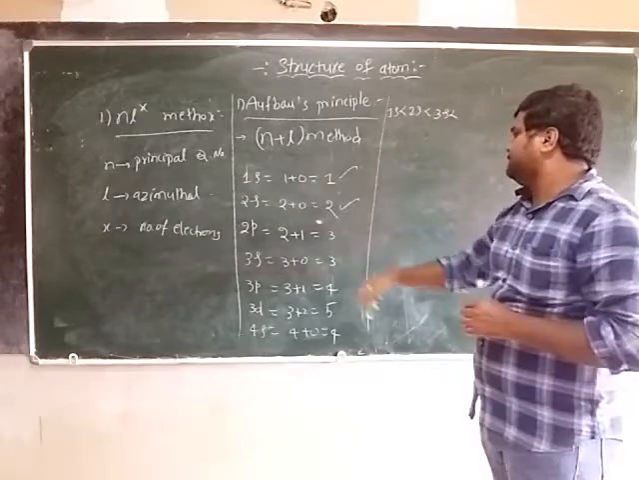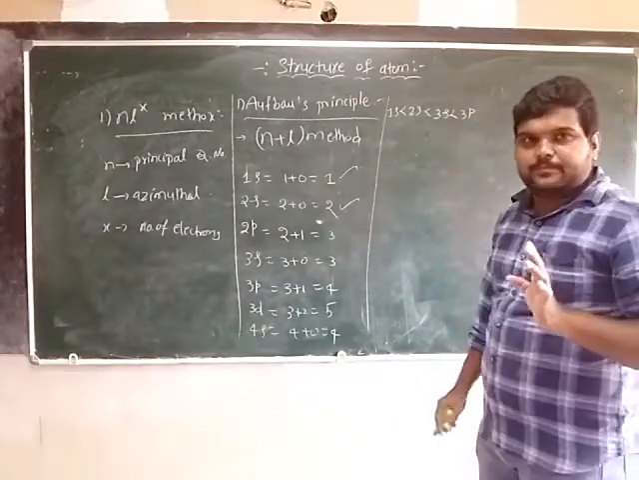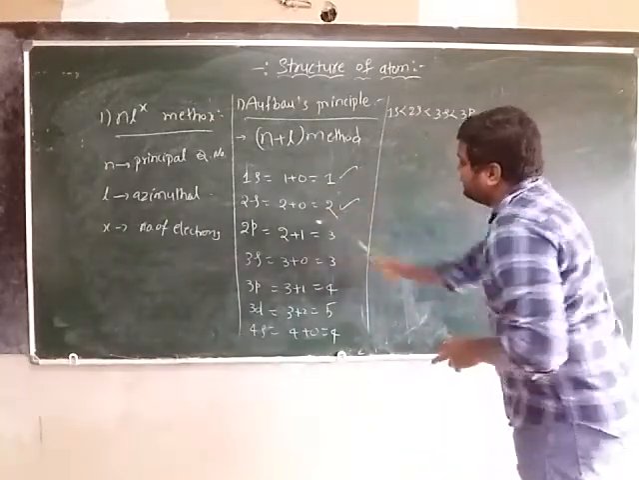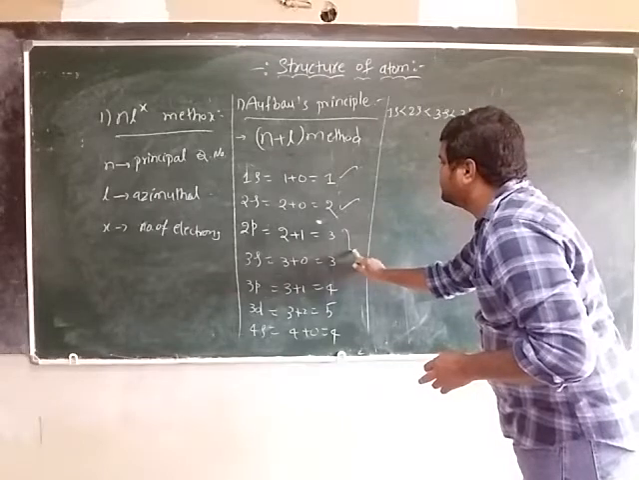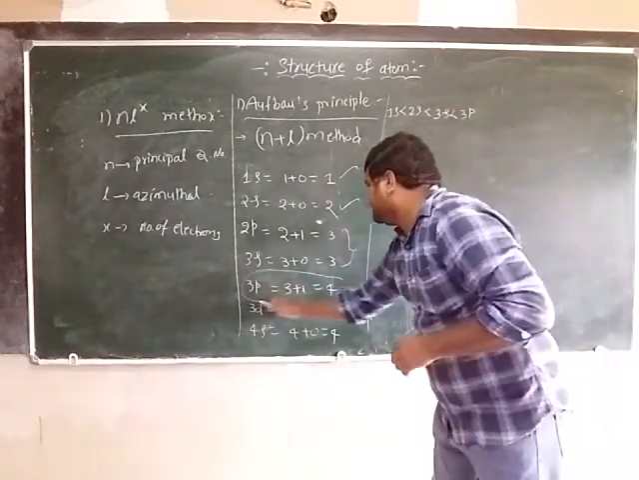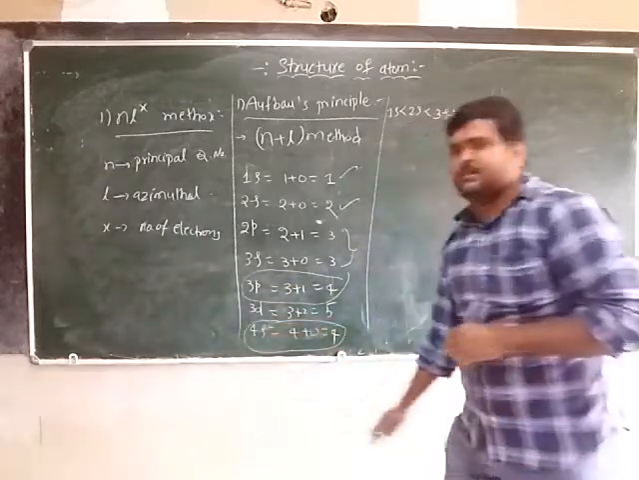Next 2p. So up to here clear. Okay. 1s, 2s, 2p: 2 plus 1, 3. And next here 3s: 3 plus 0, 3. One more thing. 3p is 4 and 4s is also 4, the n plus l value.